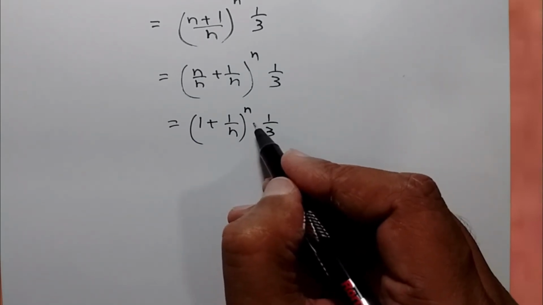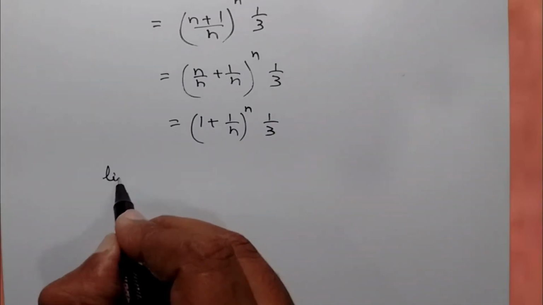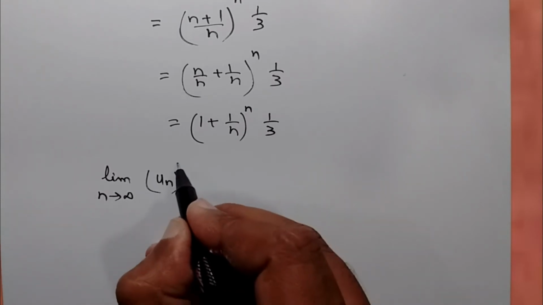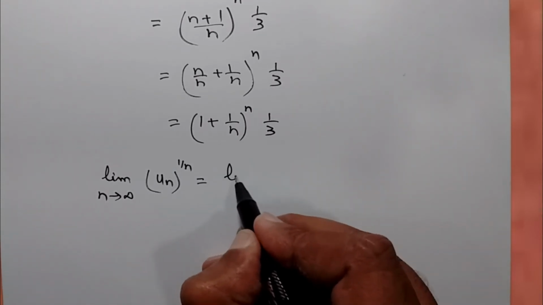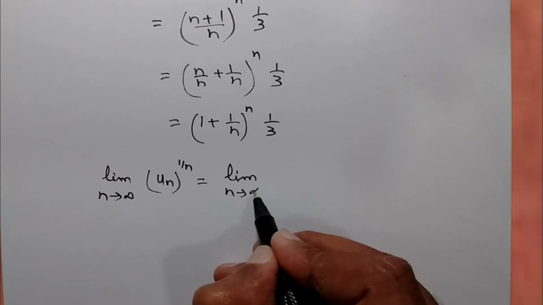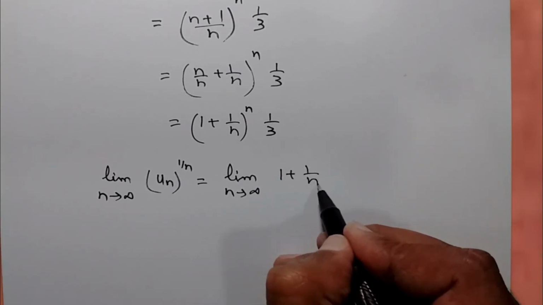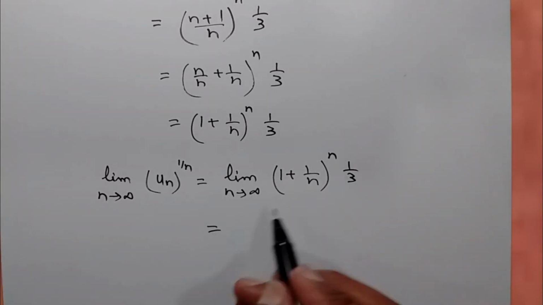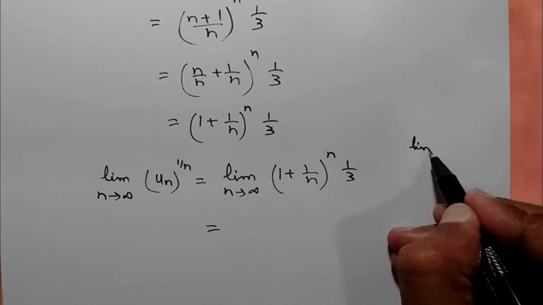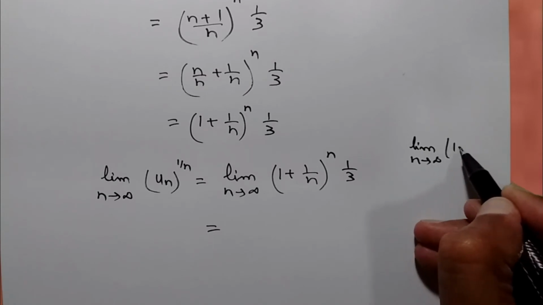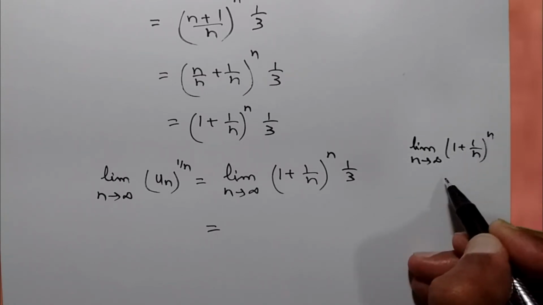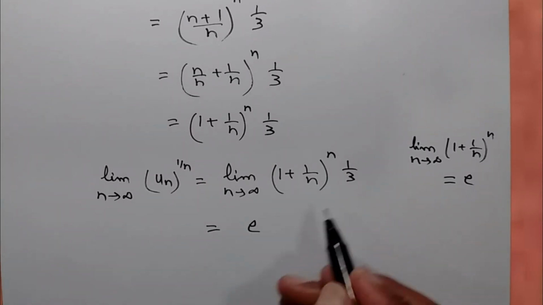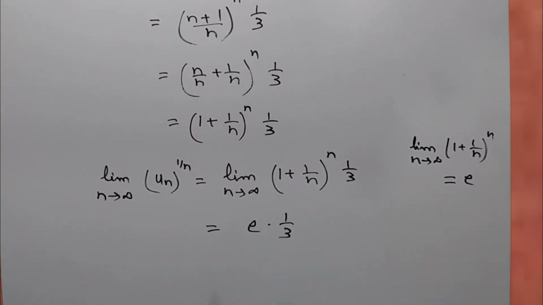You can apply the limit on both sides. So limit as n tends to infinity, un to the power of 1 by n will be equal to limit as n tends to infinity, 1 plus 1 by n to the power of n into 1 by 3. So we know this formula, that is limit as n tends to infinity, 1 plus 1 by n to the power of n, its value is nothing but e. So if I take this value to be equal to e into the constant 1 by 3 as it is.